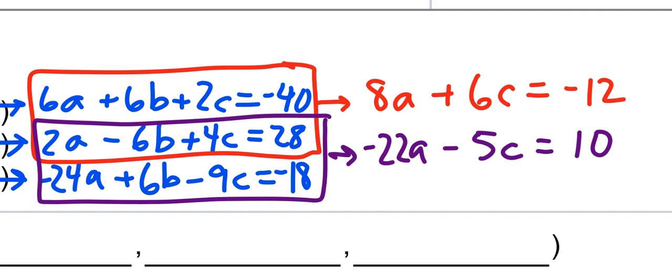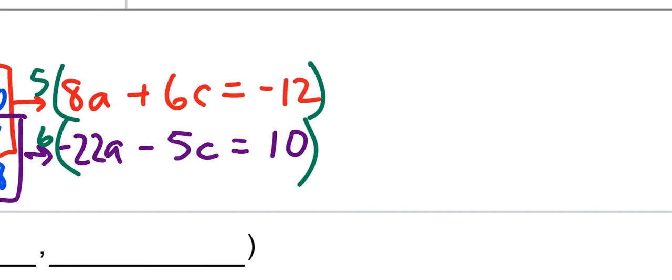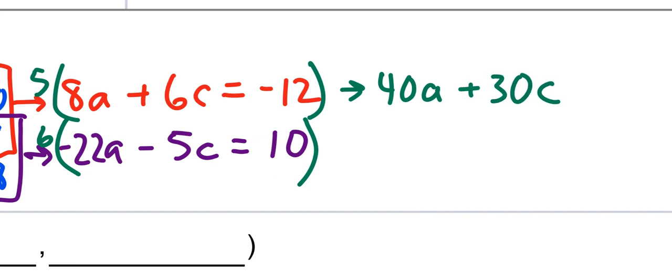30? Does that work? Okay, so if that's the case, I'm going to multiply this equation by 5 and this equation by 6. If I multiply that equation by 5, I would get 40a plus 30c equals negative 60. And this one would be negative 132a.